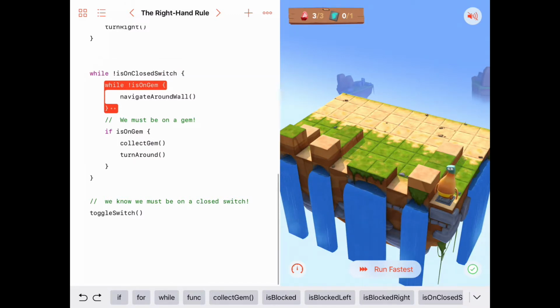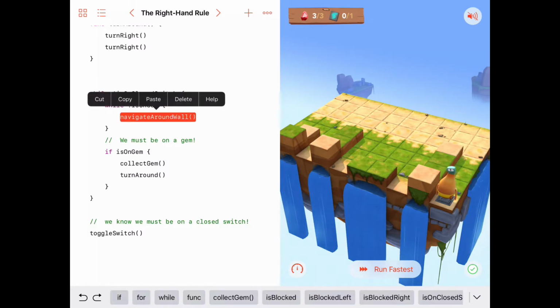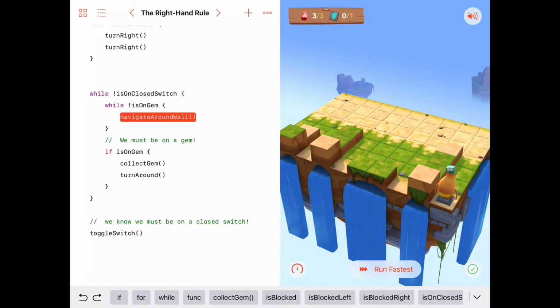Now, what we said we want him to do when he's walking around here is to just keep doing this navigate around wall as long as he's not on a gem. Okay, so that worked fine here going around these four walls, but now it didn't work fine when he got to the switch, and that makes sense, right? Because he's not on a gem. And if he's not on a gem, he's supposed to keep navigating around the wall. Okay?